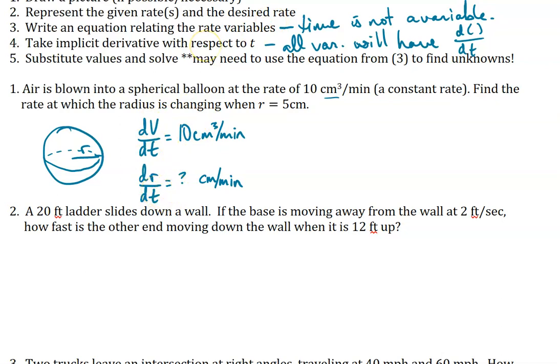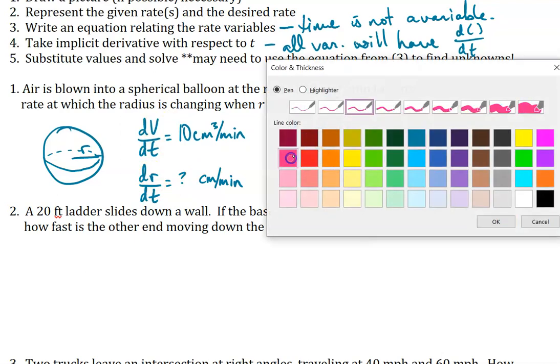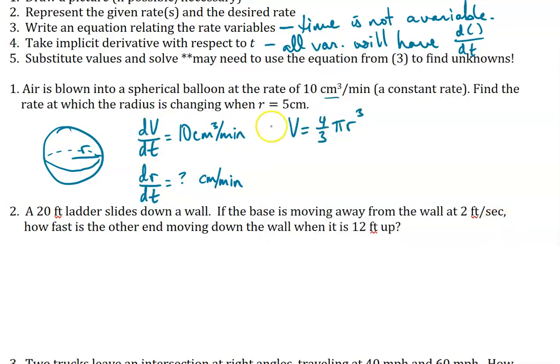And then for step 3, I need to write an equation that relates these variables. Well, because this is a sphere, I'm going to use the formula for volume of a sphere, which is V = 4/3 pi r cubed. Okay, and so that relates V and r. Notice t is not one of these. And then for step 4, we're going to take the derivative with respect to t of this entire equation.